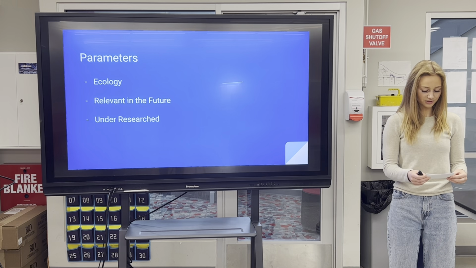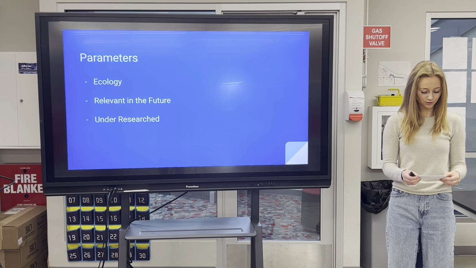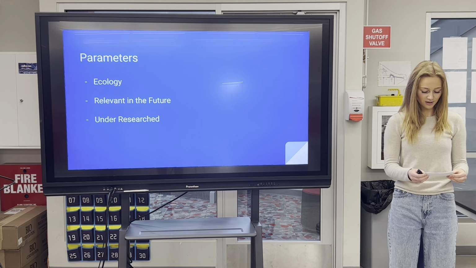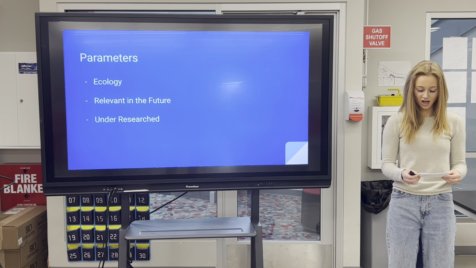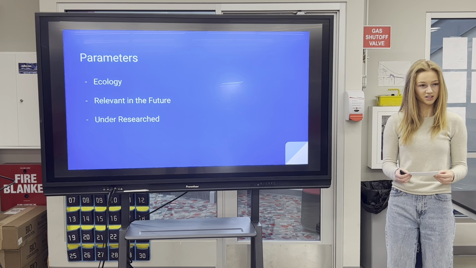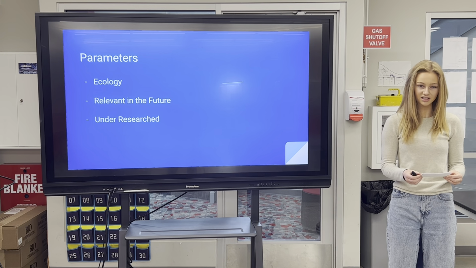Secondly, I wanted to research something that will be relevant to future research. With glyphosate being the most used herbicide in the world, and its use trending upwards, the future world will be forced to live with the repercussions of using this chemical.